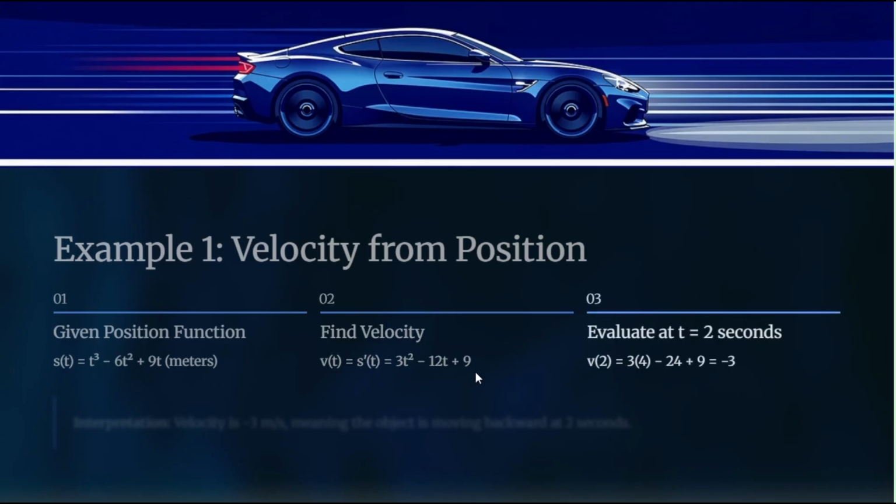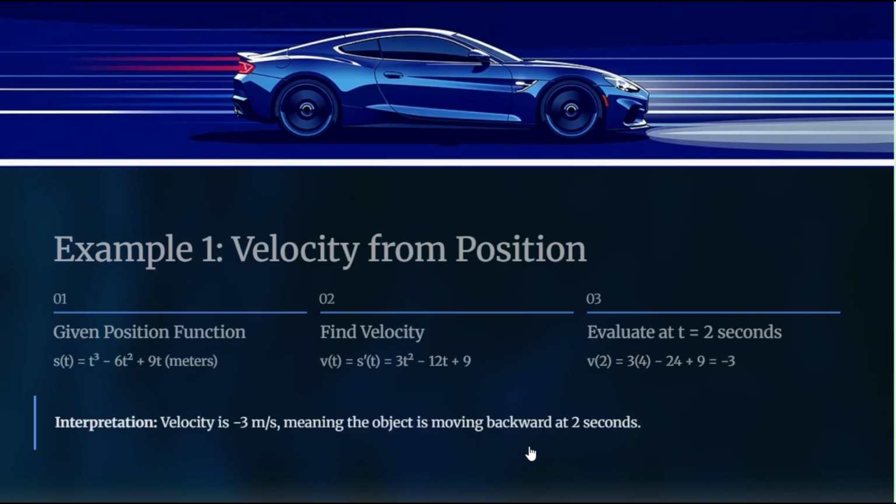That will be equal to 3t squared minus 12t plus 9. So if we want to find the velocity at time t equals 2 seconds, we'll simply substitute 2 for t into the velocity function. So v of 2 will be equal to 3 times 2 squared, which is 4, minus 12 times 2, which is 24, plus 9, and that will be equal to negative 3. So what does that mean? The velocity is negative 3 meters per second, meaning that the object is moving backward because the velocity is negative at the particular time t equals 2 seconds.